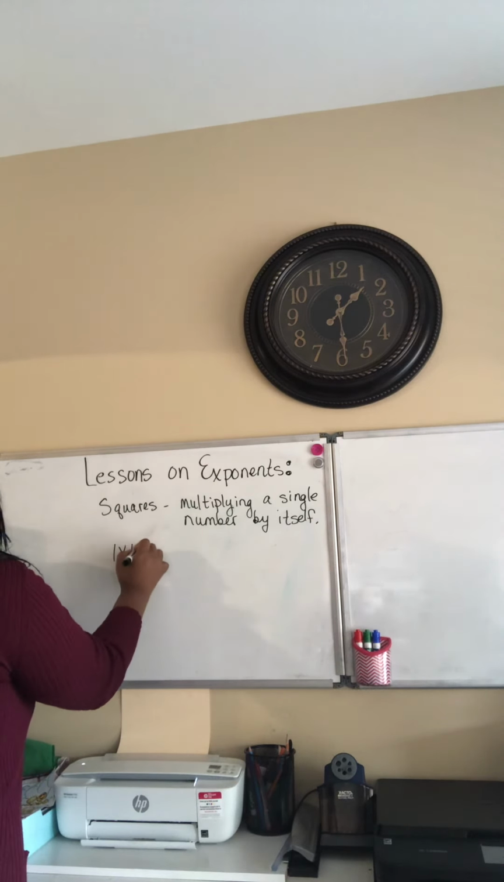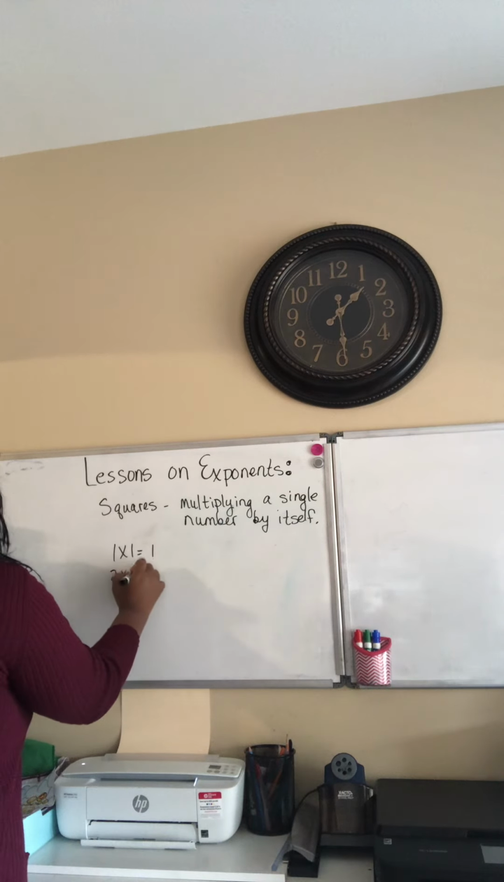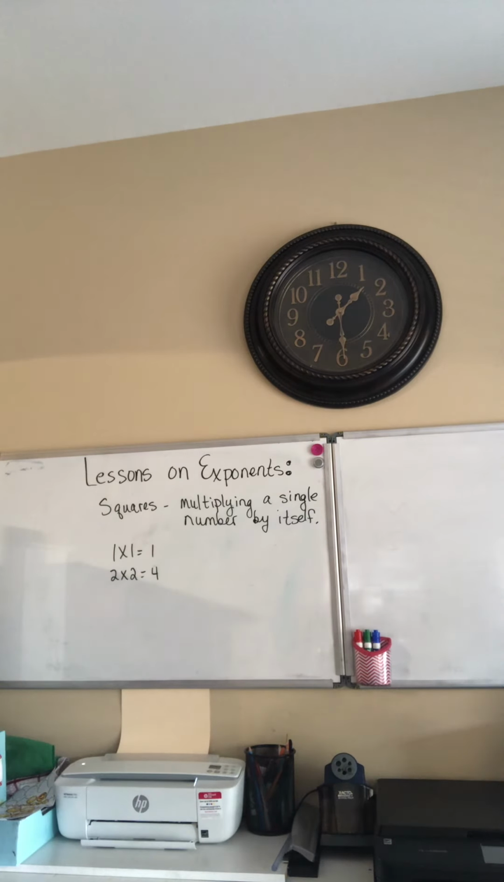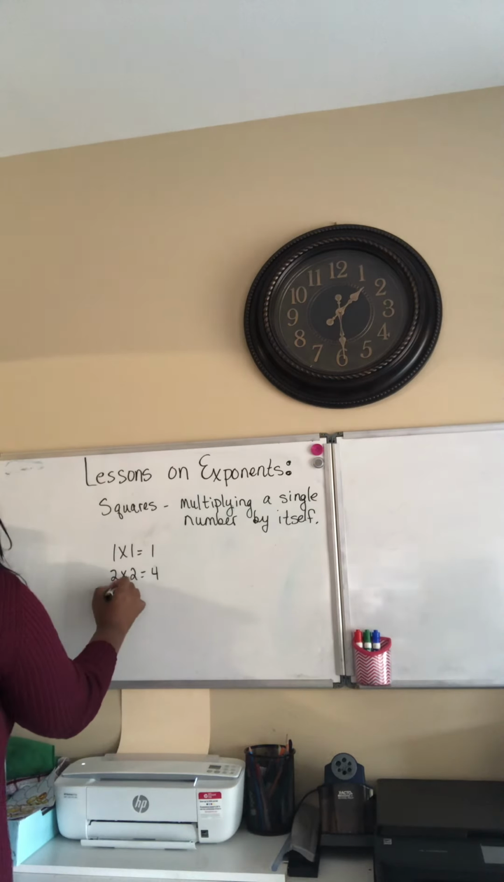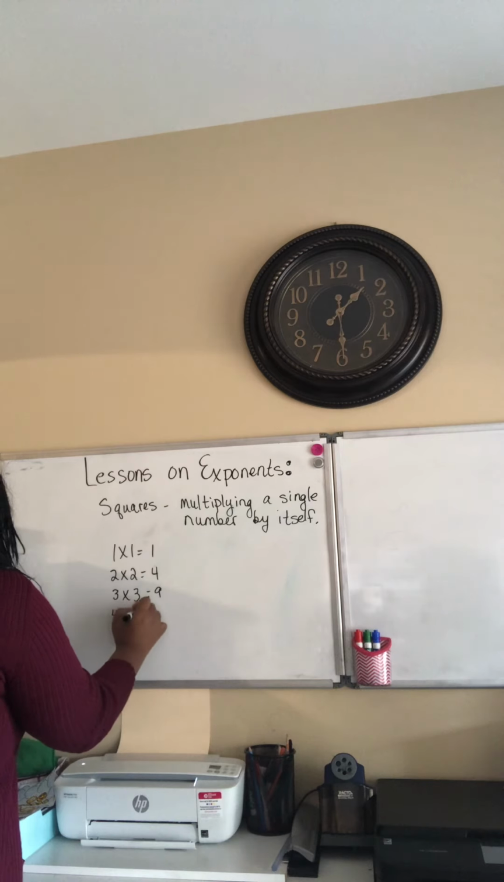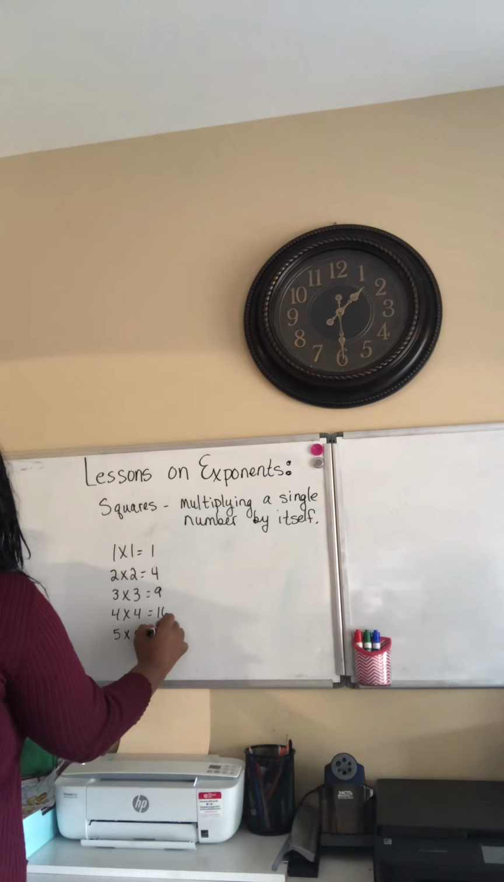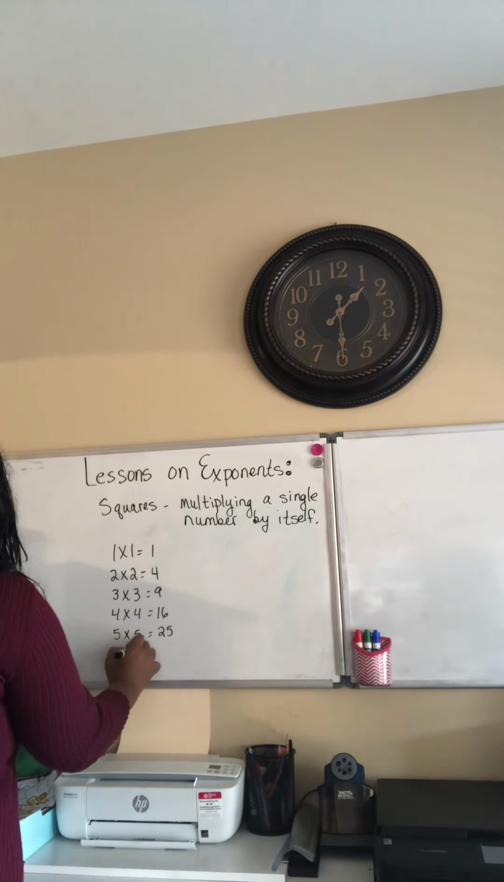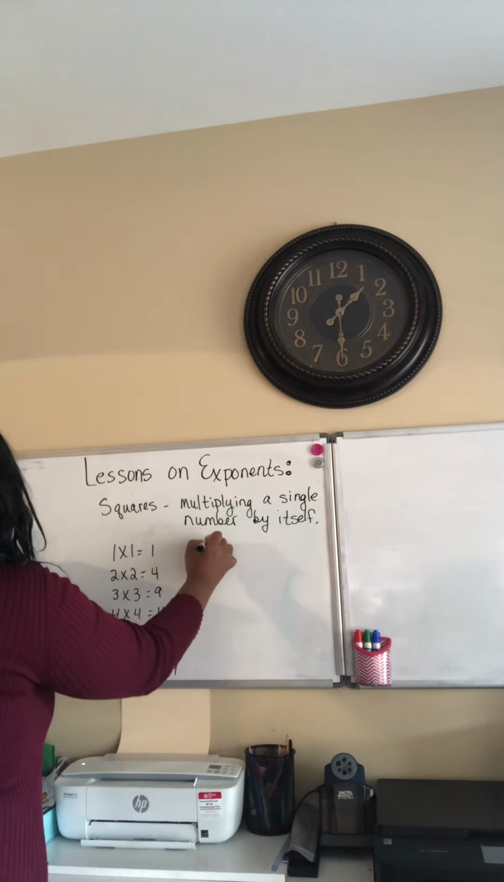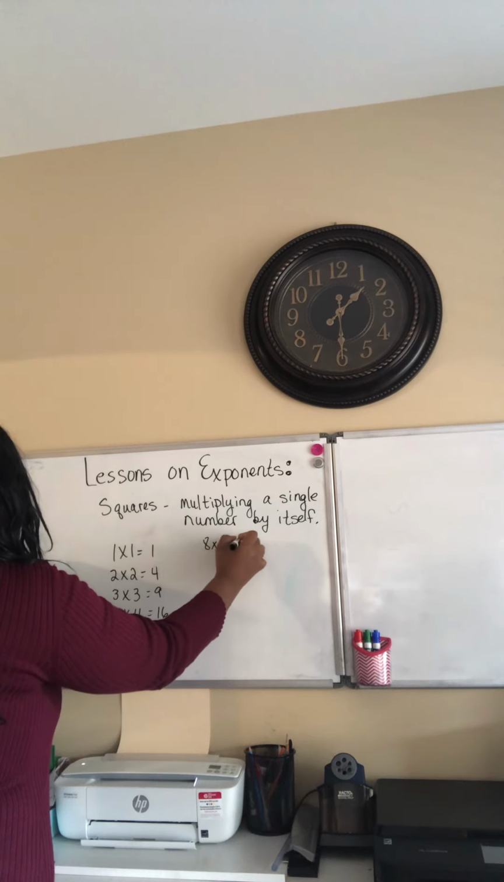We have 1 times 1 equals 1. 2 times 2 equals 4. 3 times 3 equals 9. 4 times 4 equals 16. 5 times 5 equals 25. 6 times 6 equals 36. 7 times 7 equals 49. 8 times 8 equals 64.